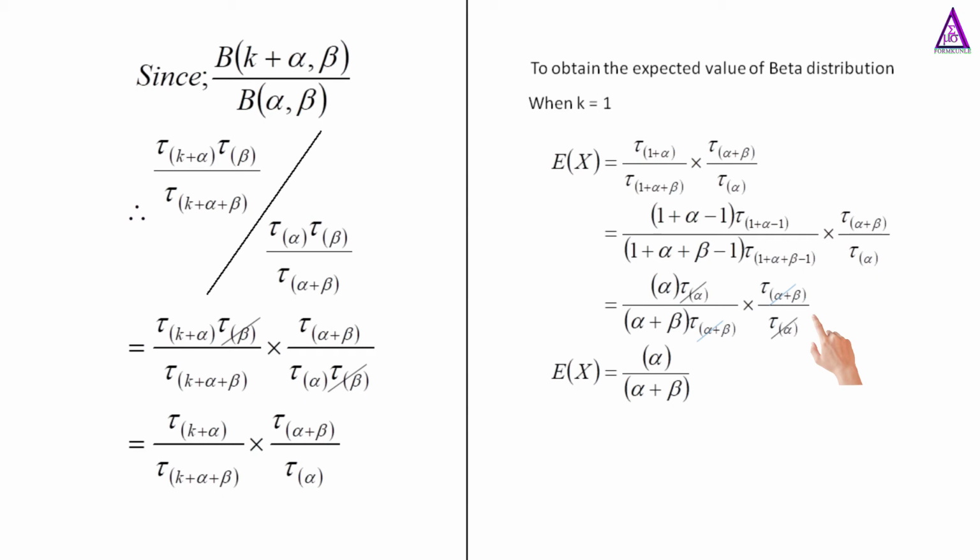So gamma of alpha cancels gamma of alpha, and gamma of alpha plus beta cancels gamma of alpha plus beta. Therefore, the expected value of the beta distribution gives us alpha divided by alpha plus beta.